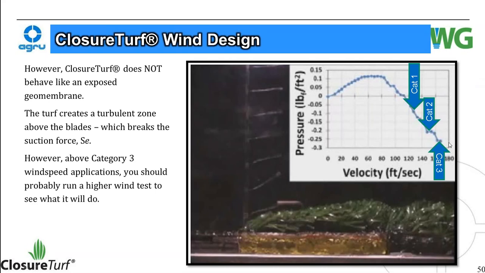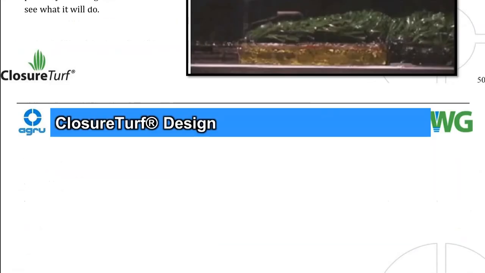Now, above Category 3, Category 4, Category 5, for those of you who might have something along the Gulf or eastern coast of the United States, or right at the coast, you should probably run a higher wind test to see what will happen. Will that pressure force stay negative? Likely up to Category 4 and 5, but we don't really know because we just don't have the data. Now here in the western United States, not such a big deal, other than maybe some special wind zone somewhere within the western United States may get up into those higher wind speeds.